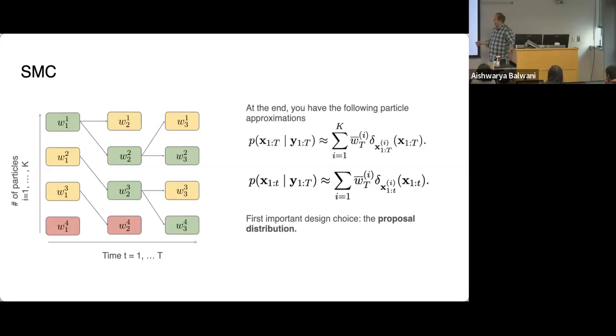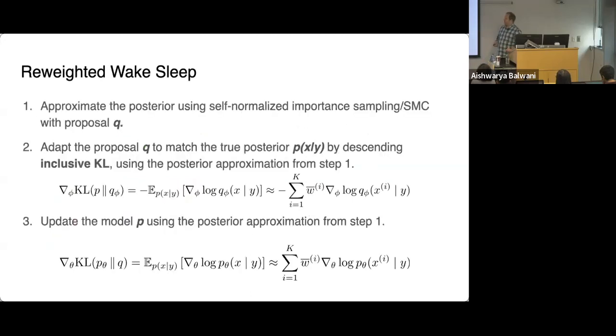So one important design choice that we need to consider here is that proposal distribution Q. Remember, we would like that proposal distribution to put particles in places where they're going to be high probability under the dynamics, so they're likely to continue the trajectory, but also high probability under the data that we're observing. And so how do we go about choosing Q?